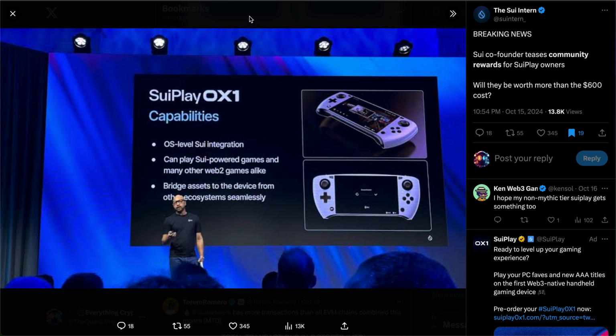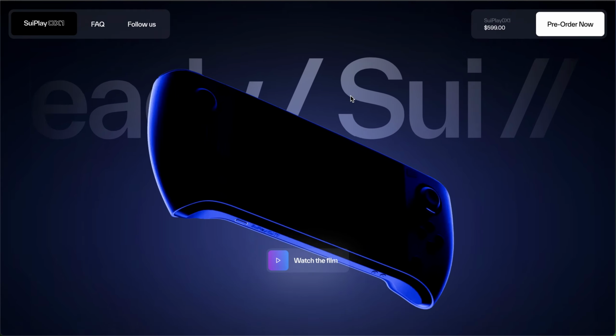And aside from having a faster TPS and faster time to finality than Solana, something else that the SUI team is looking to get into is the blockchain gaming sector. And given that the SUI blockchain can handle so many transactions, I think that it makes perfect sense for them to try and get into this sector as well. They basically were showcasing it here at a demo, and the SUI co-founder teased community rewards for SUI Play owners, effectively teasing some kind of airdrop for people who actually do purchase this console.